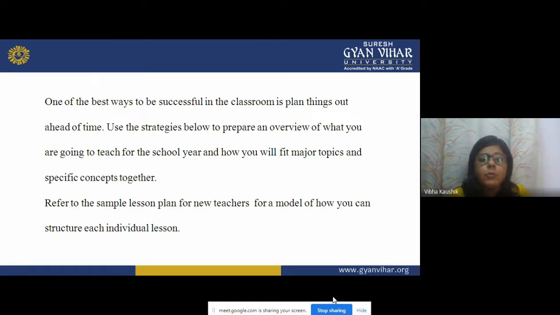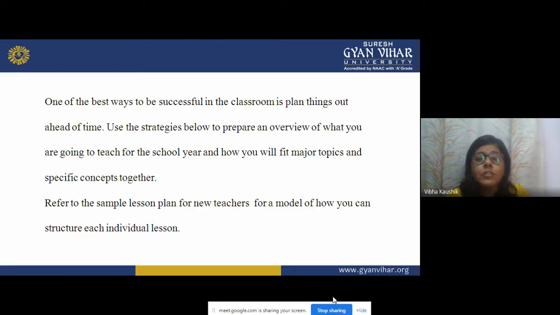One of the best ways to be successful in the classroom is to plan things out ahead of time. We have to make a plan, and the planning should be ahead of time. Use the strategies below to prepare an overview of what you are going to teach. Means you have to make strategies to prepare an overview of what you are going to teach in your class.